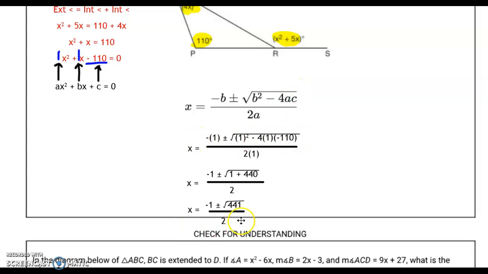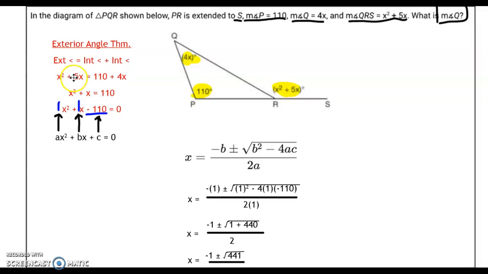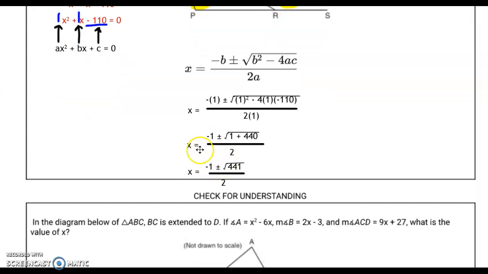Now that you get to this stage where it's a little bit simpler, we don't have a lot of operations going on here. It's just the square root and then 2 individual numbers. What you can do is take this plus and minus and actually split it up. Keep in mind that the original equation, which was a quadratic equation, had an x squared in it, which means in general there are going to be 2 solutions, 2 roots. So in order to find those 2 roots, what we're going to do is take this and split it up into negative 1 plus square root of 441 over 2, and also negative 1 minus square root of 441 over 2. Both of those are valid answers.